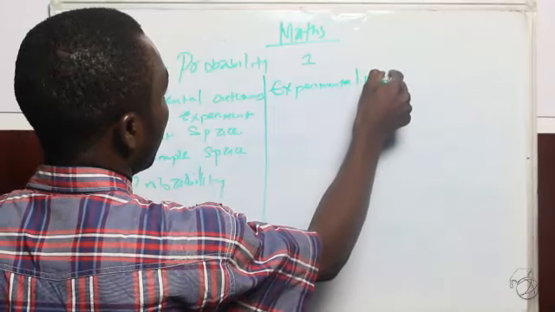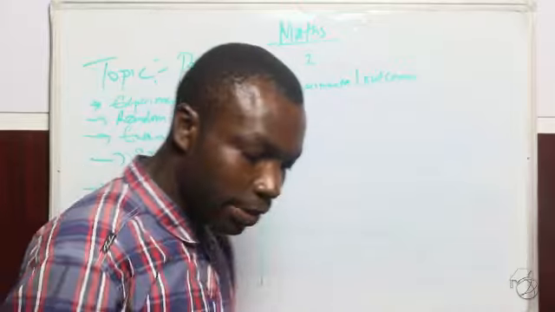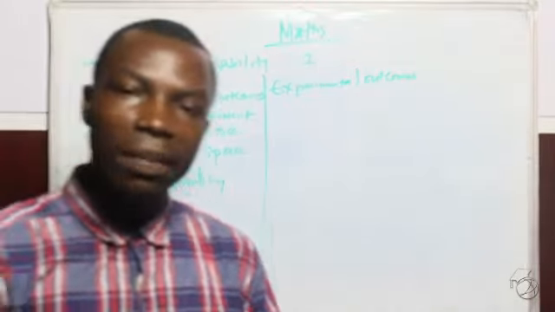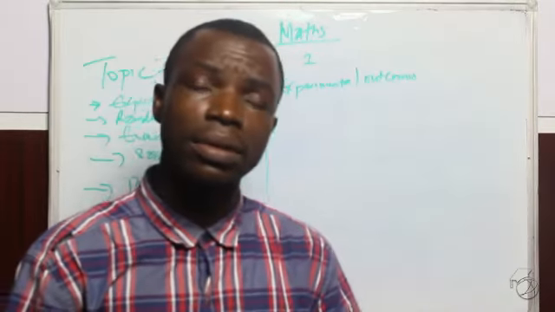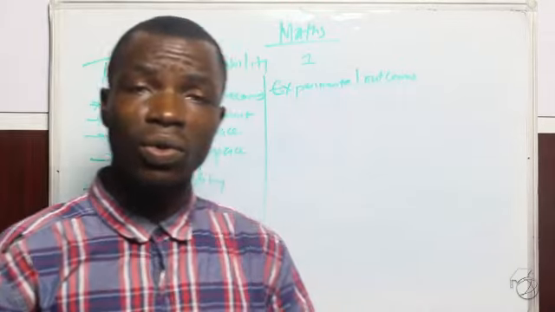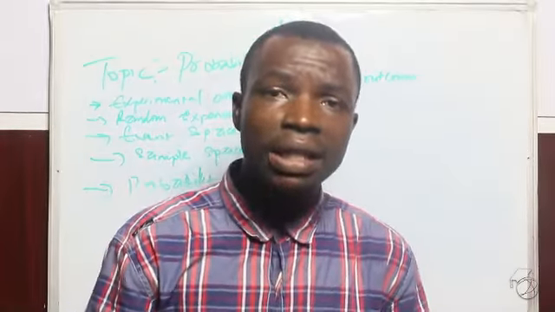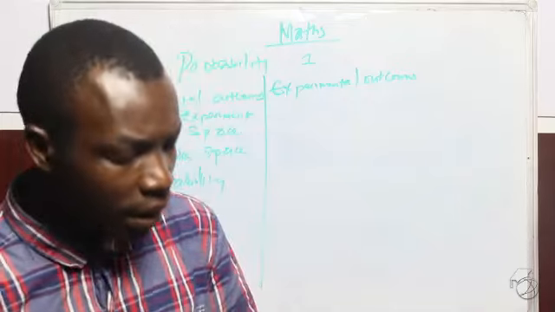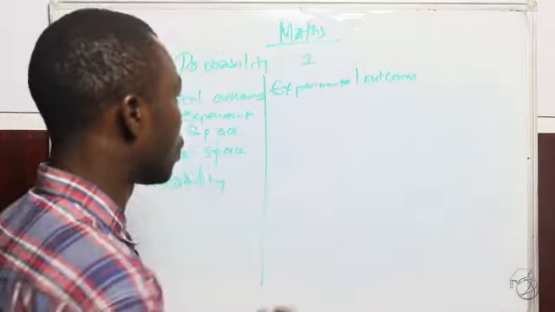Experimental outcome is therefore the number of trial carried out. The numbers of trial carried out. The numbers of trial means experiment. Number of experiments carried out. It means number of required outcome over number of possible outcome.